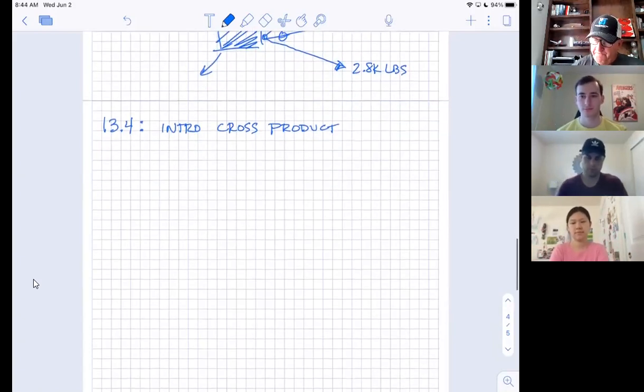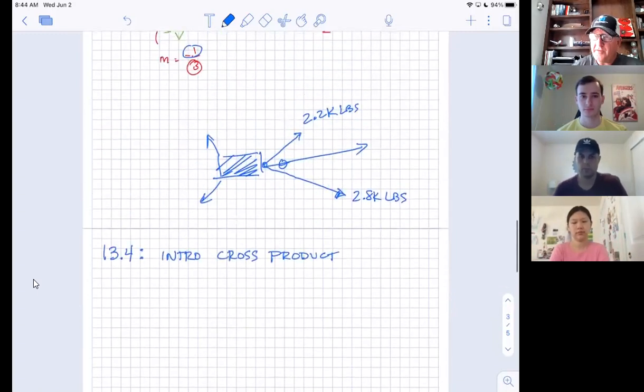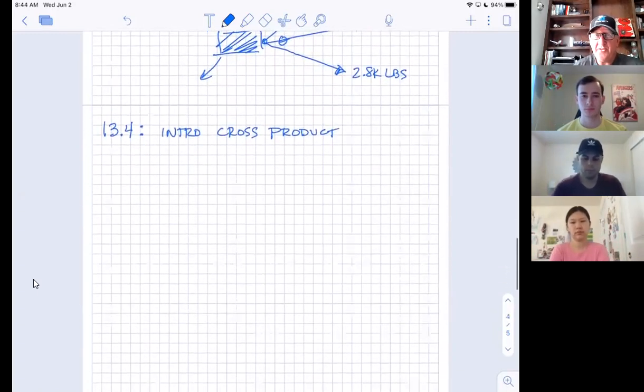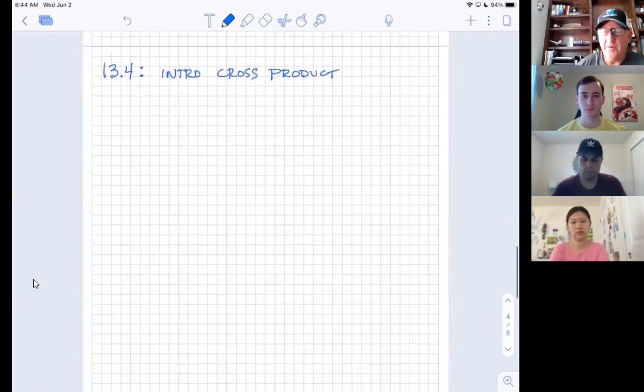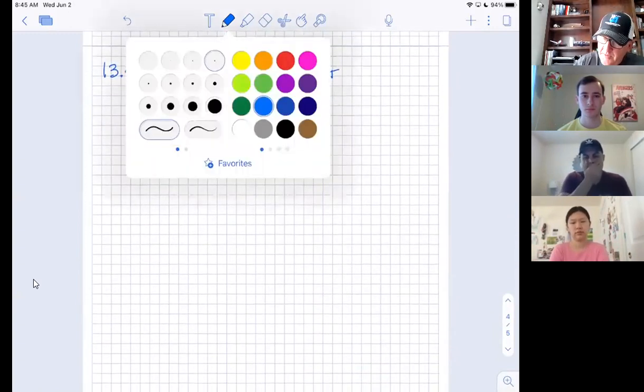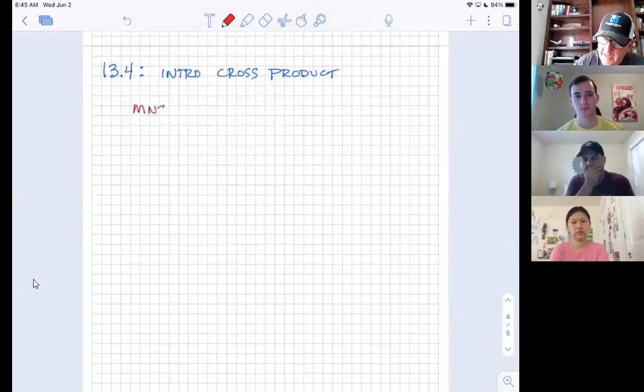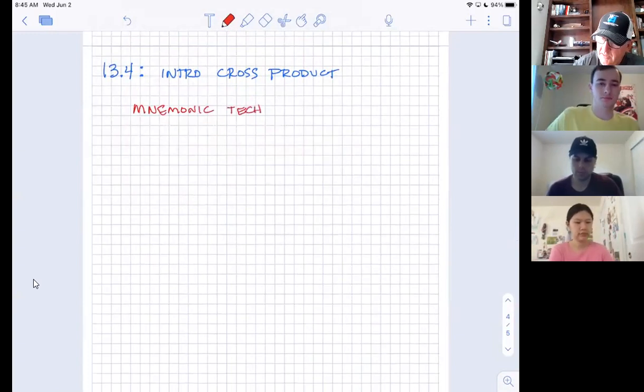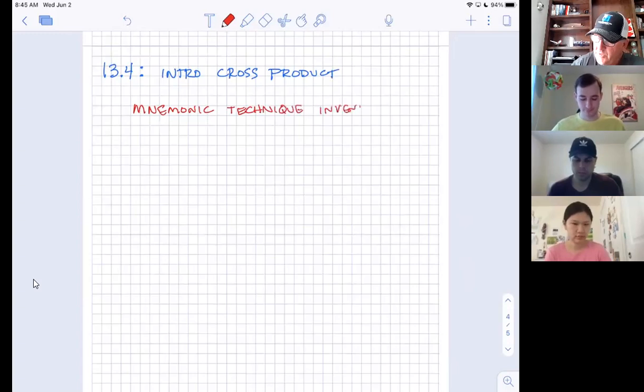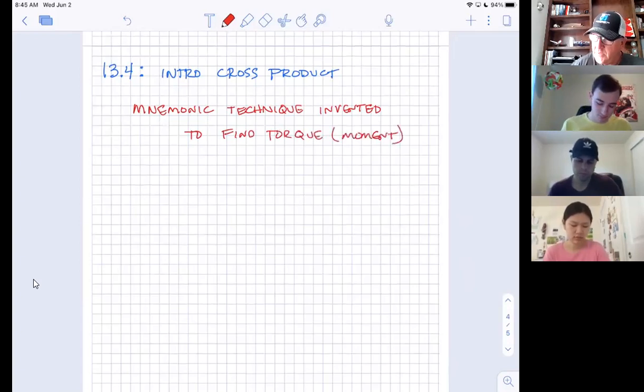So what's a cross product? The application for a dot product is finding an angle. That's the best way to conceptualize what it's doing. It's a mnemonic device to find the angle. And I think I'll just tell you right up front, this is a mnemonic technique invented to find torque, or as engineers call it, moment.